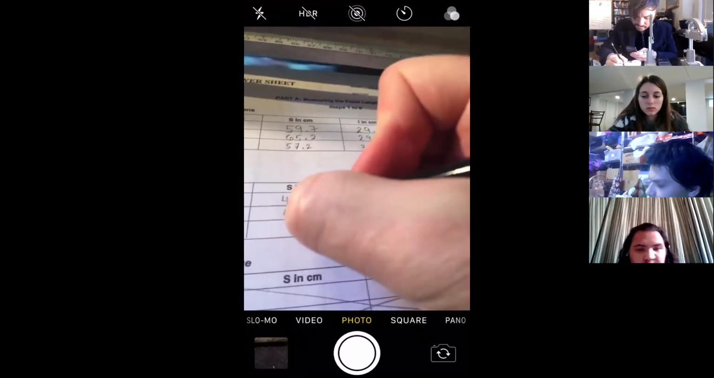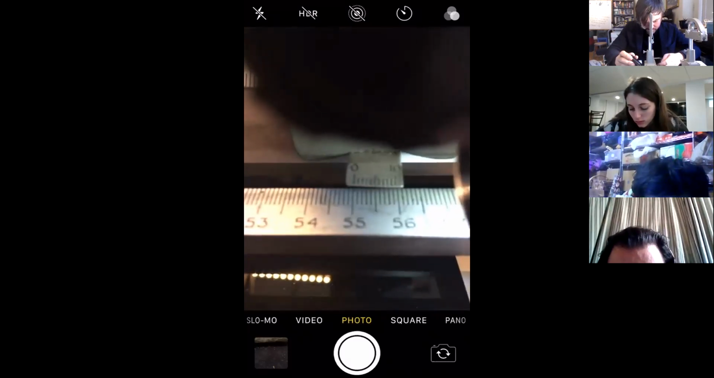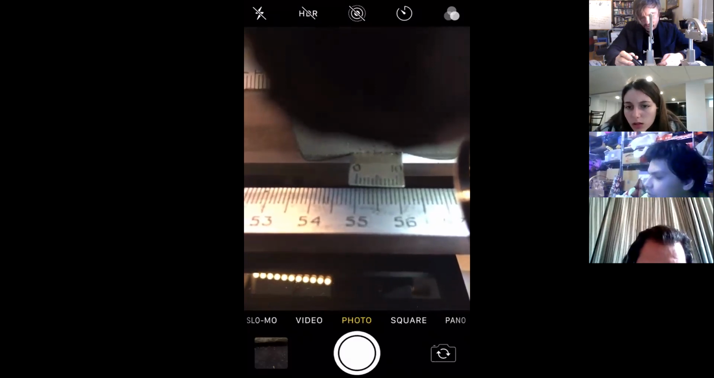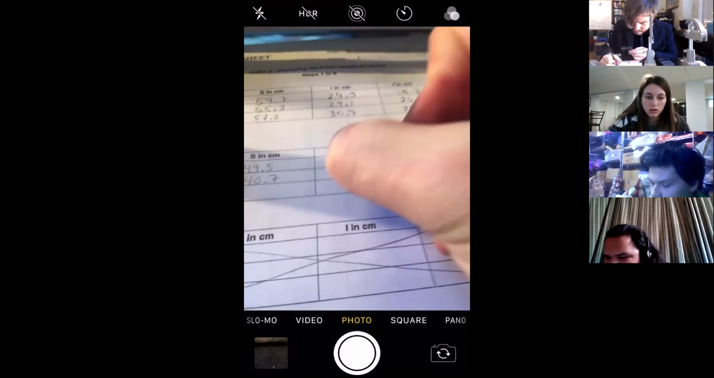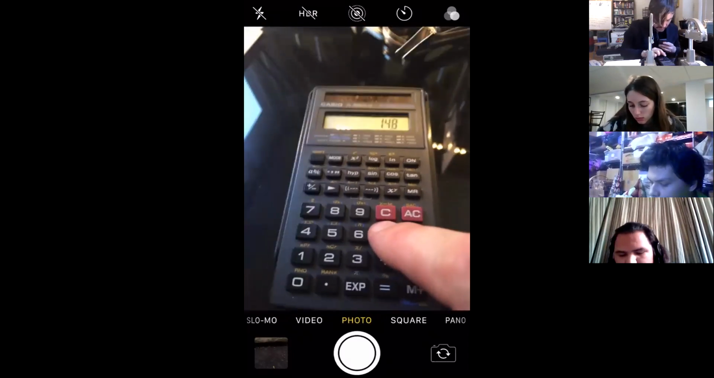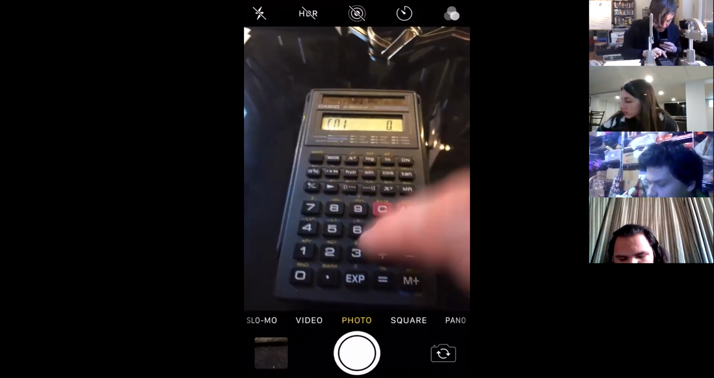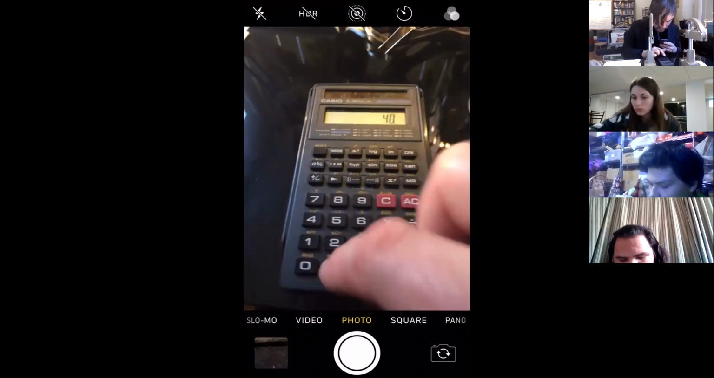$40.7. $55.5. So we'll do 55.5 minus 40.7, 14.8. Let's calculate our focal length there. 14.8 times 40.7 divided by 14.8 plus 40.7.